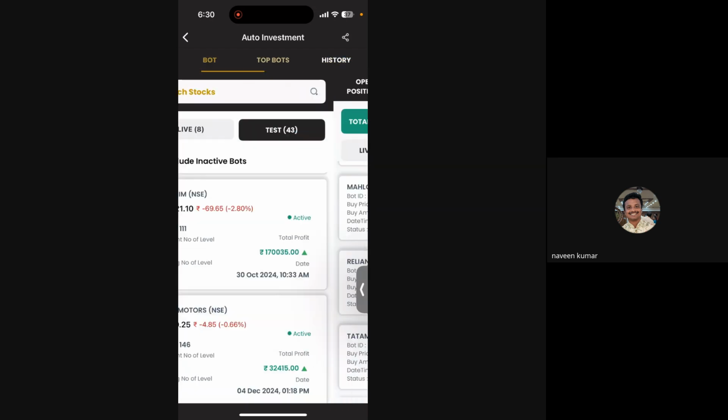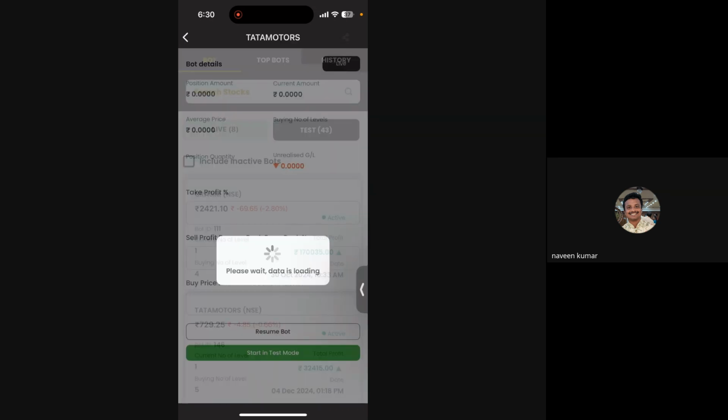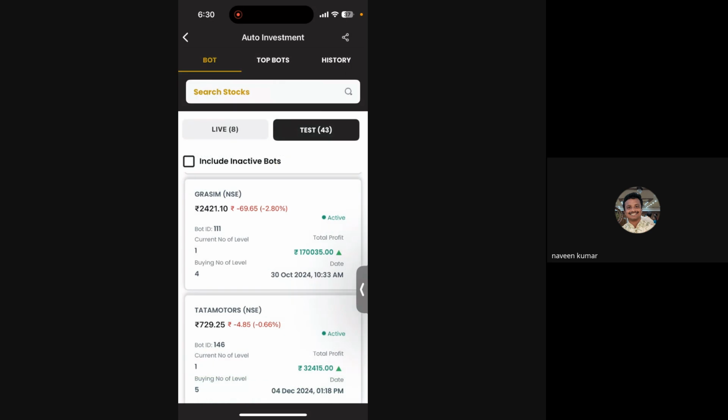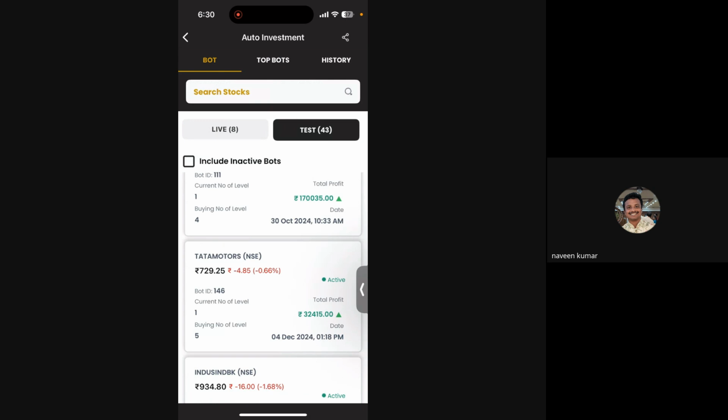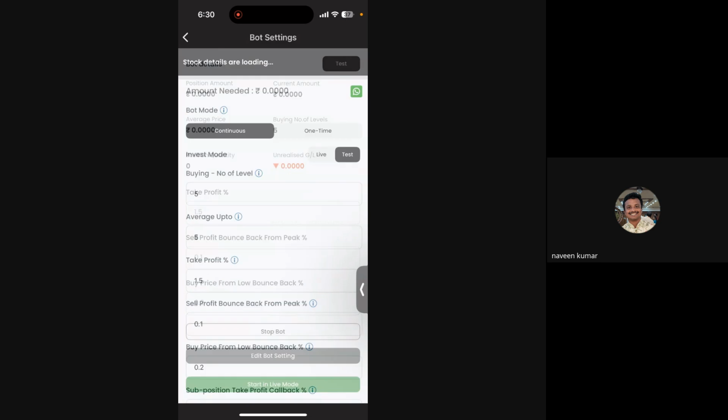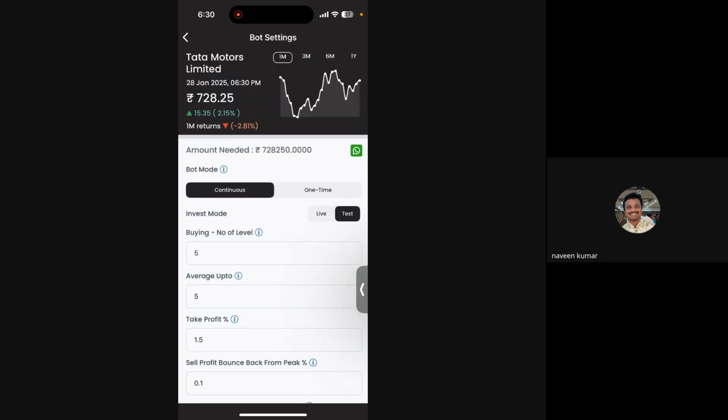Tata Motors, right? Tata Motors is here only. It has already booked around how much? 32,400. It was created on 4th of December at 1 o'clock. Okay, let's see what's there in Tata Motors. Again, five levels of buying. The amount deployed is 7,28,000. So with five levels, I'll buy it in a systematic way.